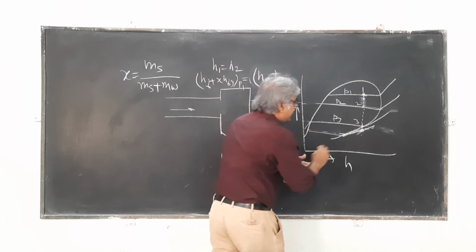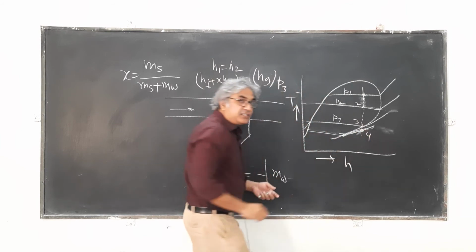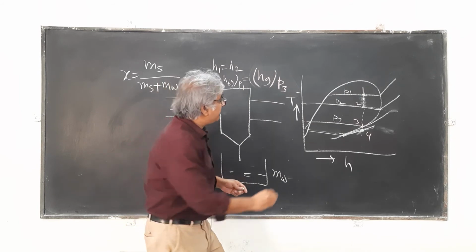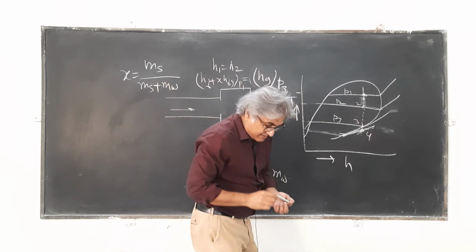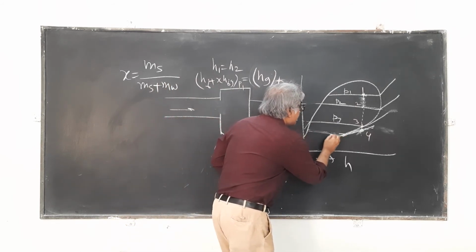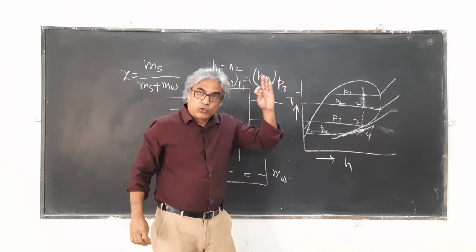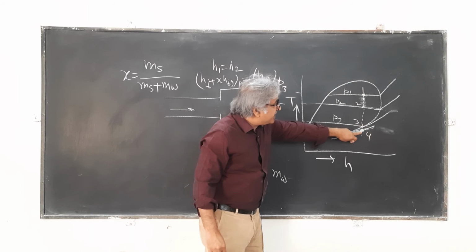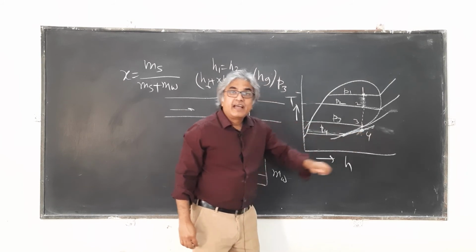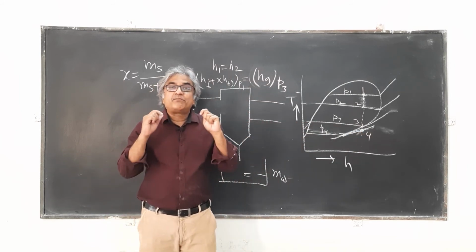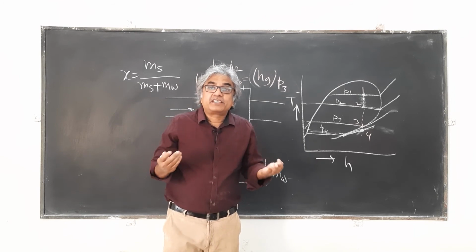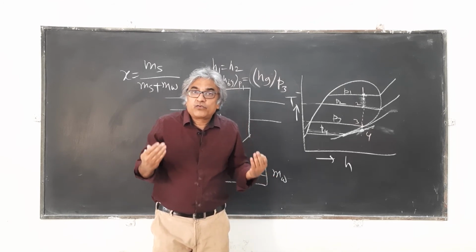Let's say this is point 4, and this is pressure line P4. So you expand it to low pressure. When you expand it to low pressure, the steam becomes superheated, and then it's possible for you to know whether the steam has become superheated or not. How can it be done?